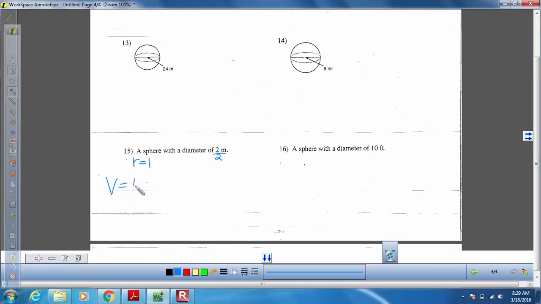Then we are going to plug into our formula. We get volume equals 4/3 pi times 1 cubed. And when you plug that whole thing in your calculator, that gives you 4.2 meters cubed.